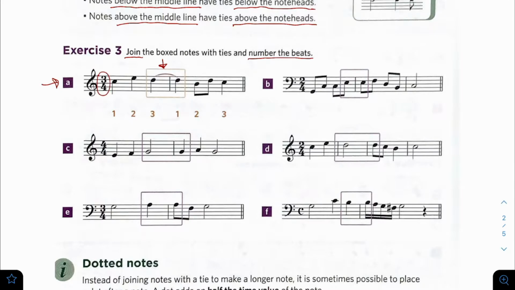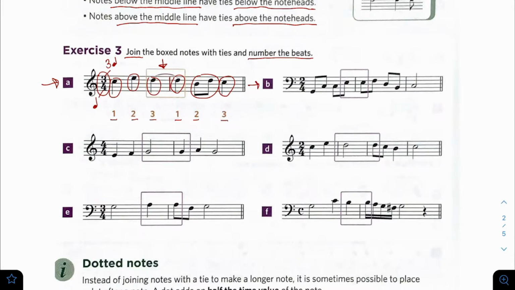Question A is in 3/4 time. The top number 3 shows that there are 3 beats in every bar, and the bottom 4 shows crotchet as a beat. So altogether there are 3 crotchet beats in every bar. The first note is a crotchet, so that's beat 1. Second note also crotchet, beat 2. Third note crotchet, beat 3. Bar line. After the bar line, crotchet is beat 1. 2 quavers, beat 2. Crotchet is beat 3.